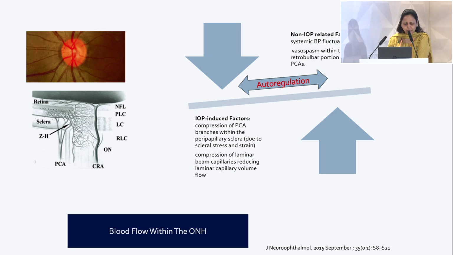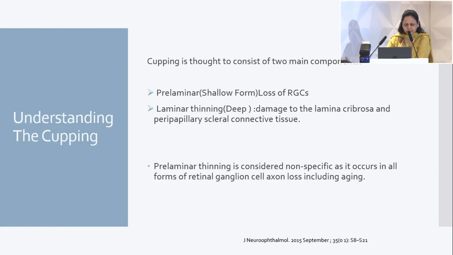And in the IOP-induced factors, it is the compression of the posterior ciliary arteries, which are passing through the neural part or the scleral part. Due to any kind of scleral stress or strain, this will definitely lead to compromised blood flow, thus hampering the supply to the axons, leading to their death.